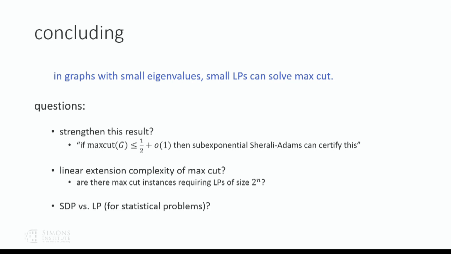And then finally, one question is, how do we compare LPs and SDPs in general for statistical problems? Is there a way to understand pseudo-calibration through the comparison between LPs and SDPs? I'm happy to chat about any of these offline, and thanks for your attention.